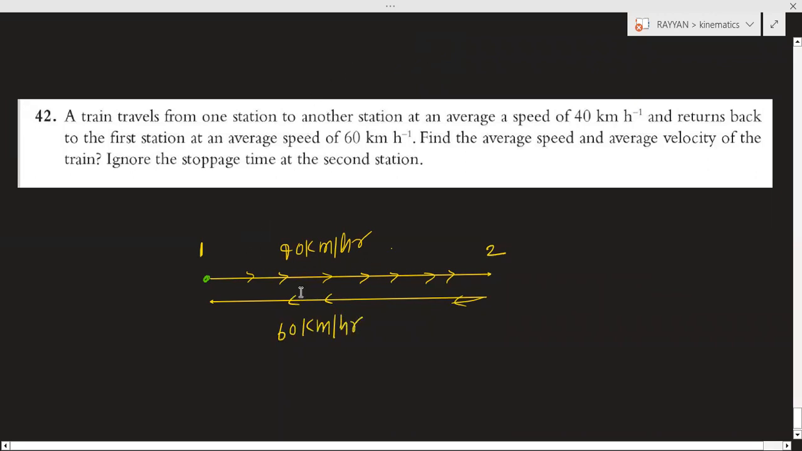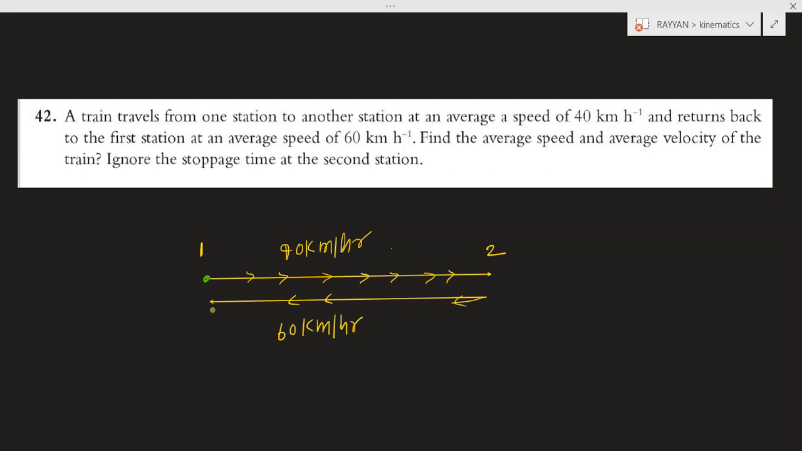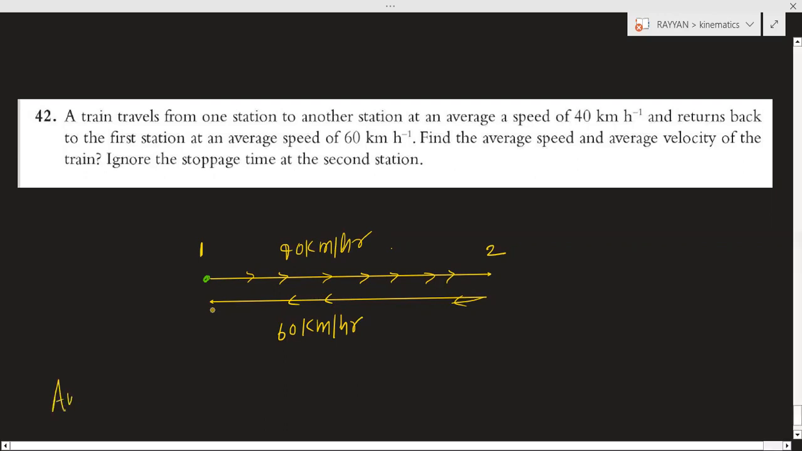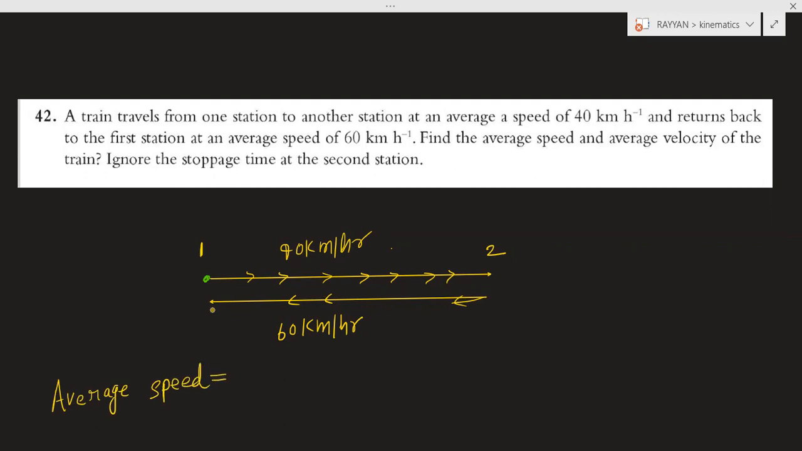We have to find the average speed during the whole journey. Now, what is the average speed? Can you tell me the formula of average speed? I told you many times. Total distance divided by total time.